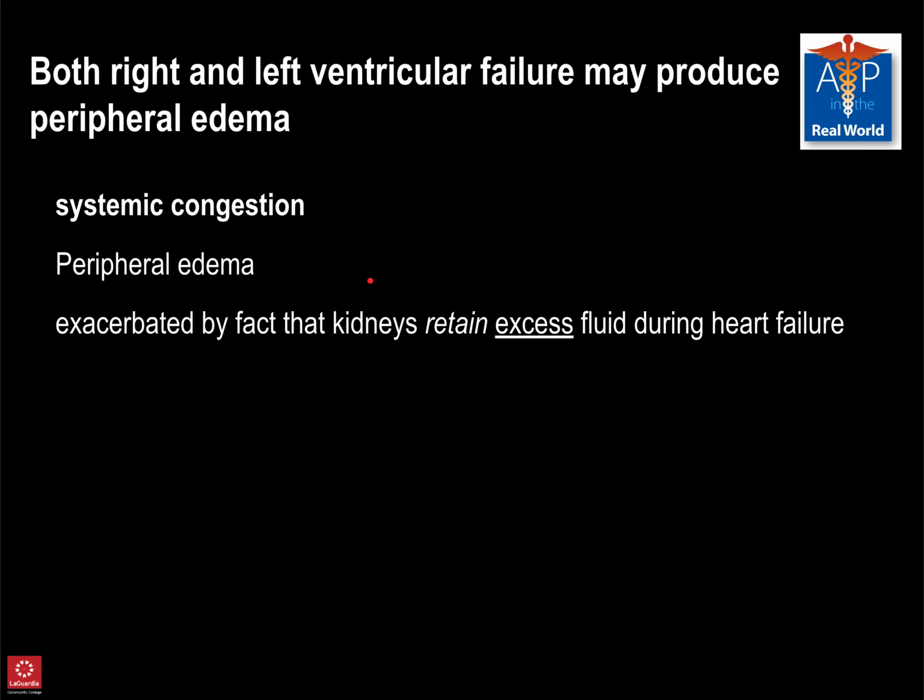Both right and left ventricular failure may produce peripheral edema. So blood is going to back up into the systemic capillaries, which causes systemic congestion. And this backup forces fluid out of the capillaries and into the tissues, where it often causes visible swelling, especially in the legs and feet, where fluid collects as a result of gravity. Peripheral edema is exacerbated by the fact that the kidneys retain excess fluid during heart failure, and they do this in order to increase your preload and compensate for lower cardiac output.